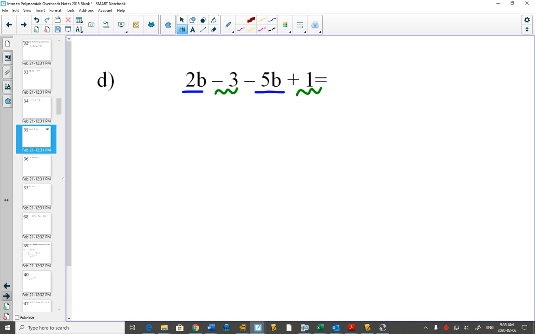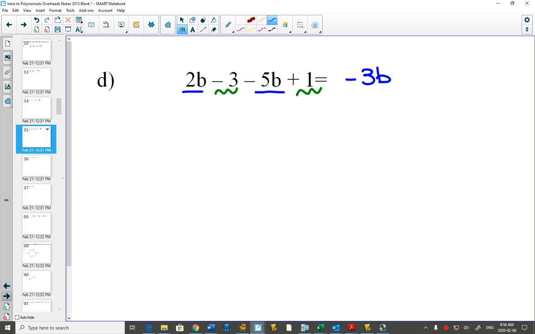So notice in my indication here, I underlined some like terms, like the b's in blue. They're the same. And I underlined the numbers with squiggly to say those are the same. So I can put the blue ones together. If you have 2b and you subtract 5b, where on your number line would you be? 2 subtract 5. So we'd be at -3b's.